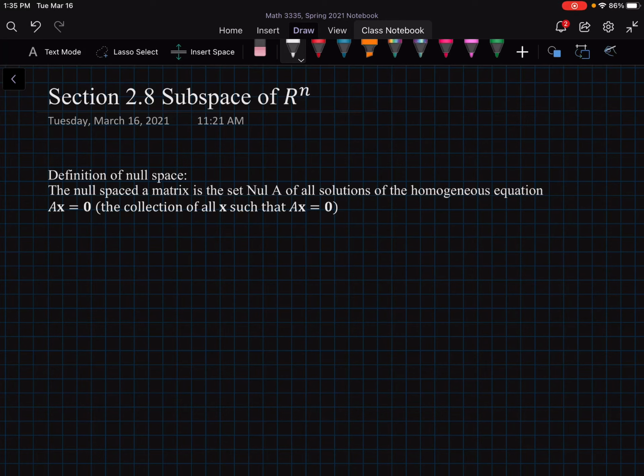Now we want to review the definition of a null space. The null space of a matrix A is the set Null A of all solutions of the homogeneous equation Ax = 0. So it's all the solution set x such that Ax = 0.